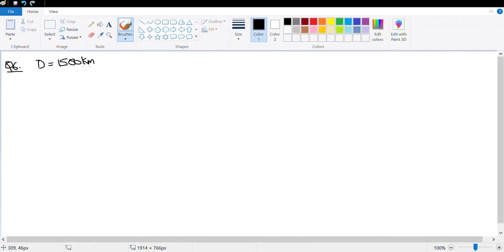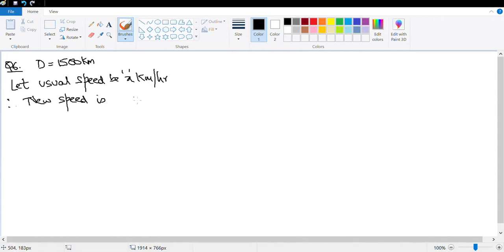But the new speed, he has to increase it by 250. So find the usual speed. Perfect. So he left late, that's why he had to increase the speed so that he reaches on time. So let usual speed, which is the original speed, be x kilometer per hour. Perfect. And therefore the new speed for this journey, because he left 30 minutes late, he increased it by 250. So it is x plus 250 kilometer per hour.